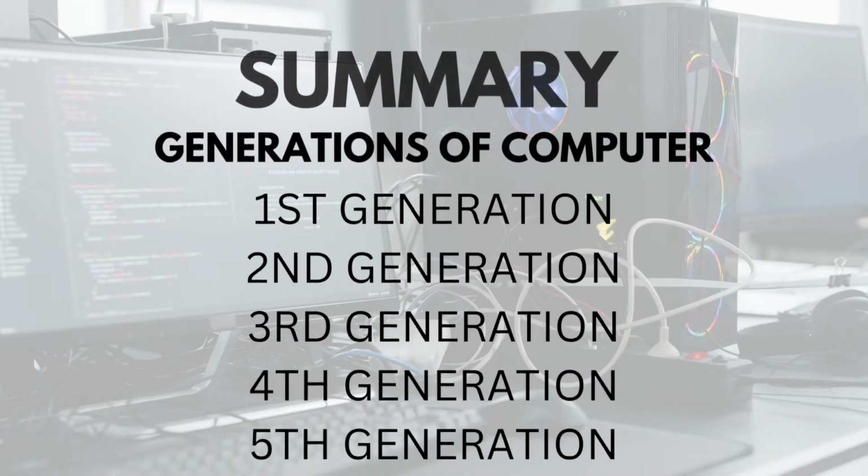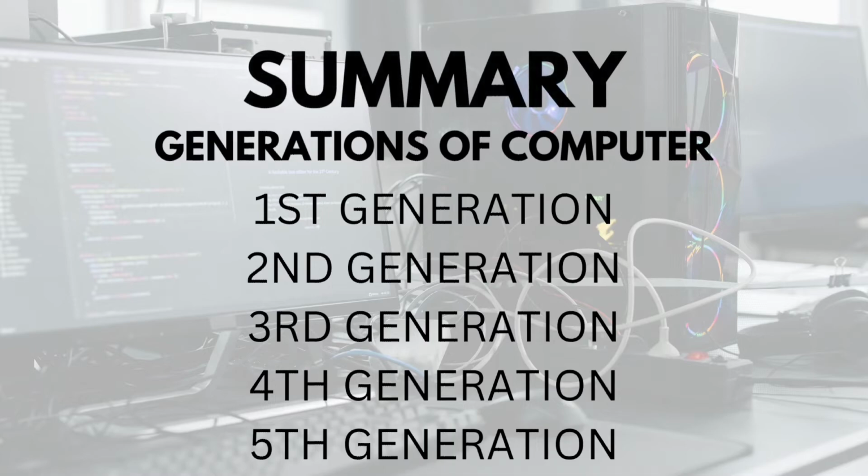So let's talk about the summary. We've been talking about the generations of computers. We started with the first generation computer, then we talked about the second generation computer. The first generation used vacuum tubes, the second generation used transistors, then the third generation used integrated circuits, the fourth generation used microchips, and for the fifth generation we talked about computers that will be very smart and take decisions. Computers of the future.